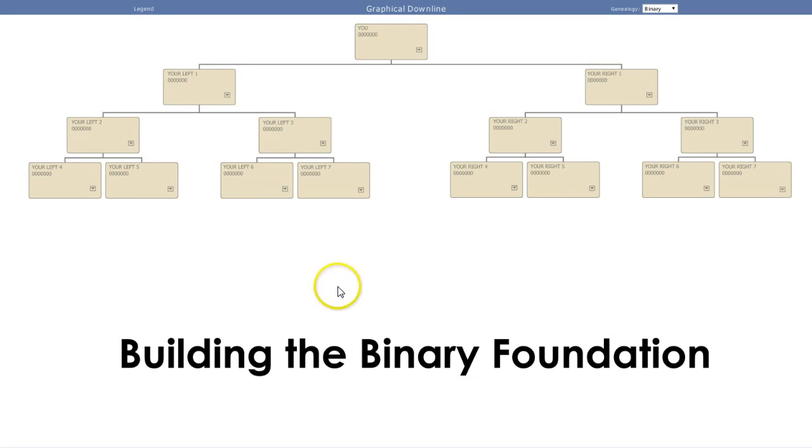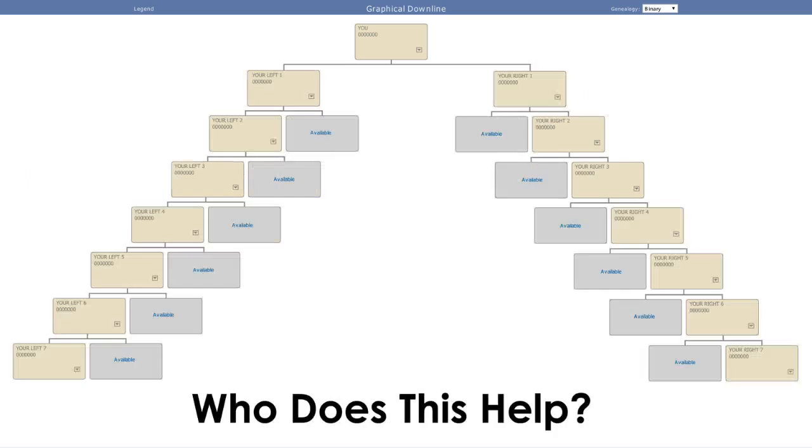Now, this is when you're starting. If you have already begun and you have built an organization that looks something like this, I want you, don't go in and start just filling in the available boxes. And we're going to talk about how you do that in a second.